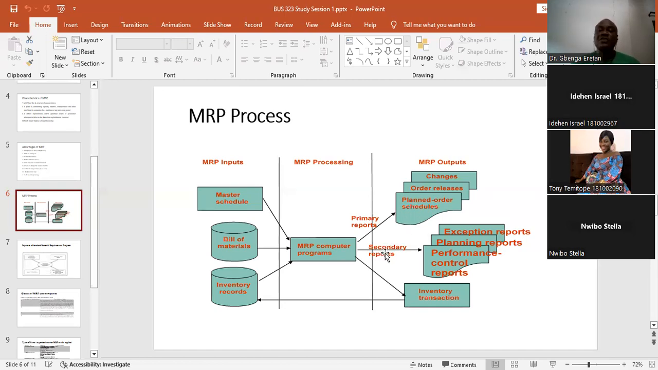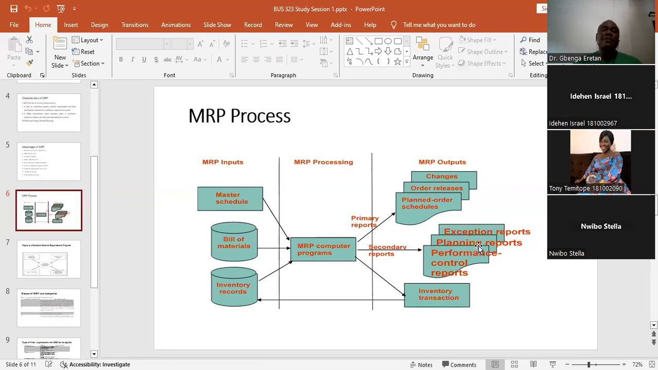Then it will also give you the secondary report. That is the exception report. That is, there are some orders which do not conform with the plan. Maybe what you have programmed is not within this. That is, it becomes abnormal. You now have what is called an exception report. It tells you, for example, that you are expecting to bring in 40 and export 30, but now you have brought in 40 and given out 39. It gives you an exception report so that you'll be able to respond to it.